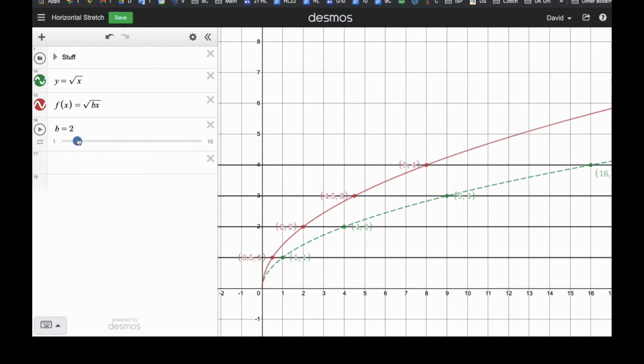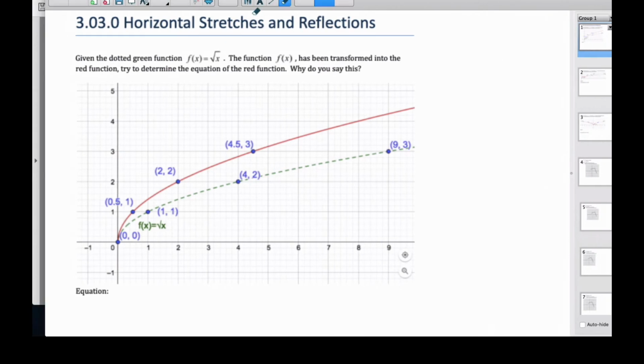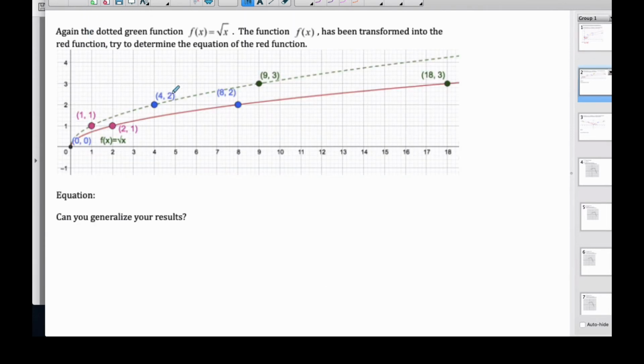And so there seems to be an interesting relationship here. Even though b is 2, it changes by 1/2. So can I make the equation here? Yes, the red curve is specifically y equal to the square root of 2x. So even though this x value is shrinking by 1/2, I'm multiplying it by 2. So it looks like it's the opposite scenario. Let's look at the next one here.